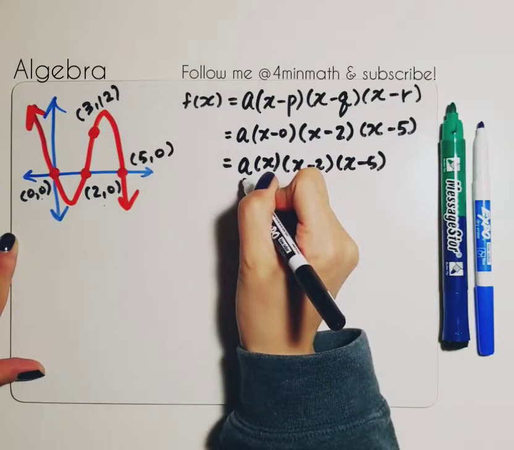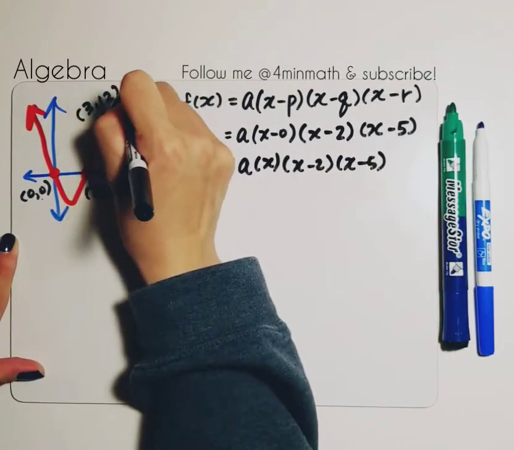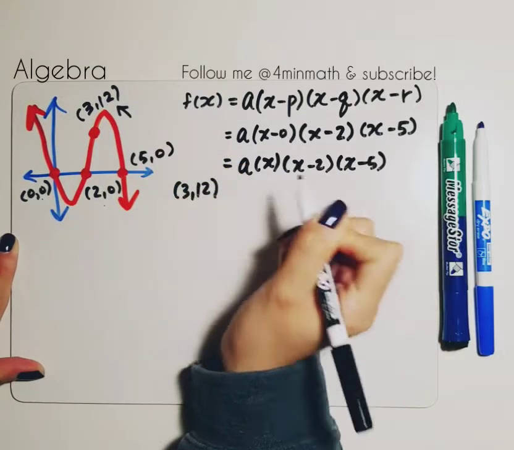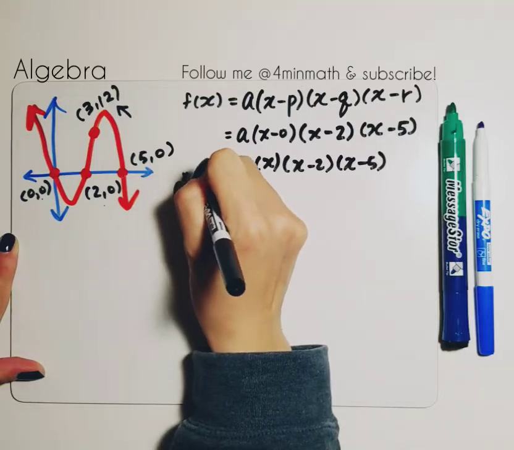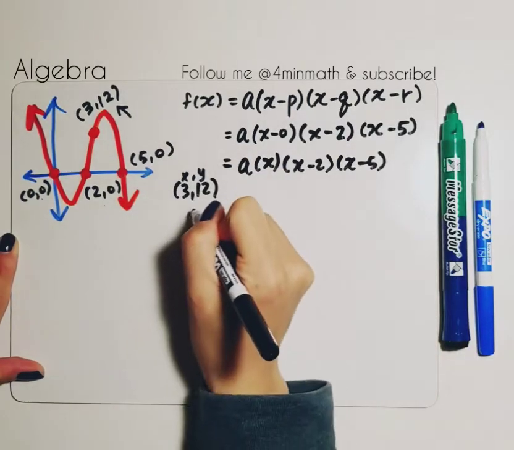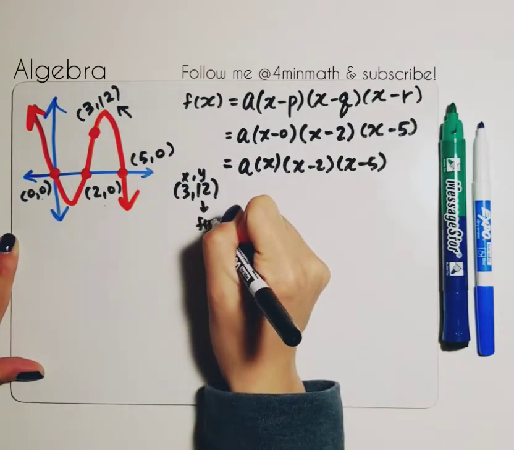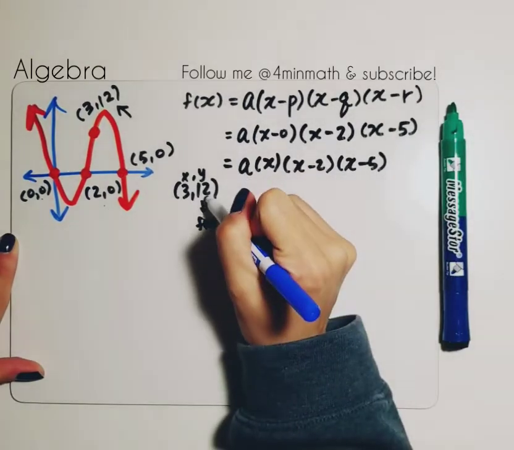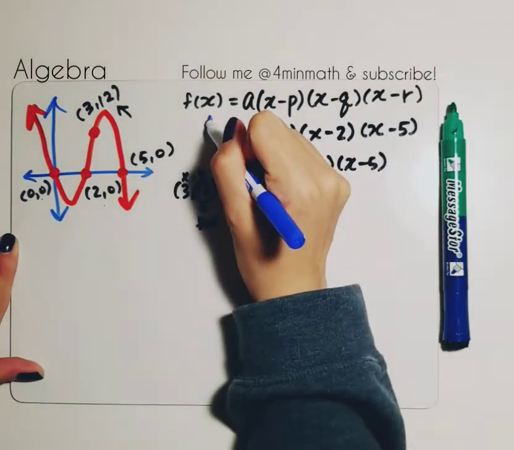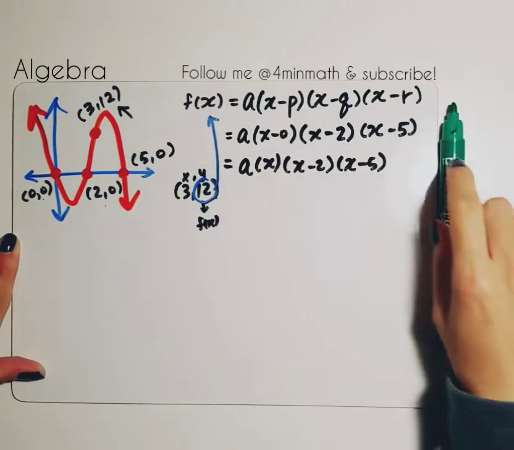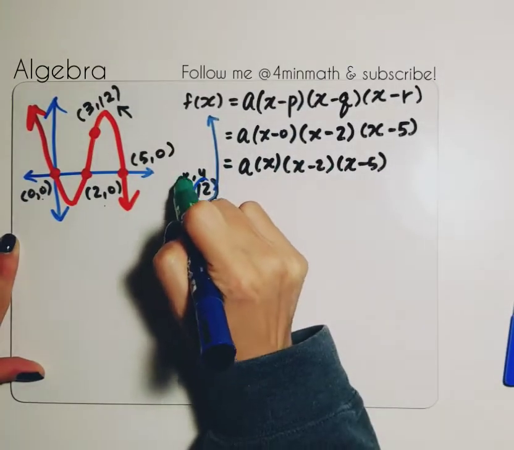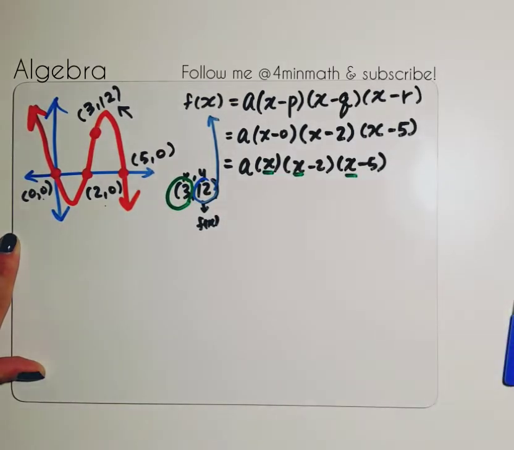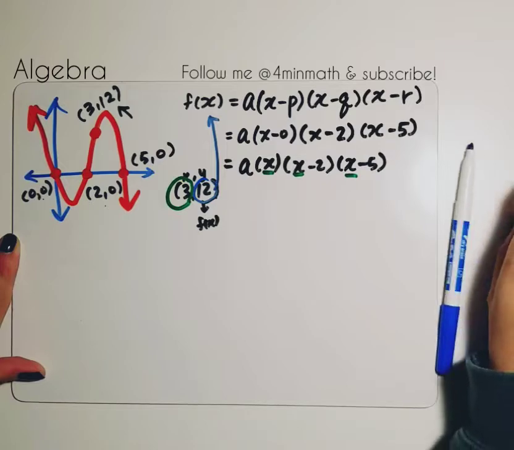Next, we need to use (3, 12) somehow. As you know, this is also known as your x and your y. And your y value is also known as your f of x. So what we're going to do is substitute 12 in place of f of x, and we're going to substitute 3 right here in place of your x values. So let's try that.